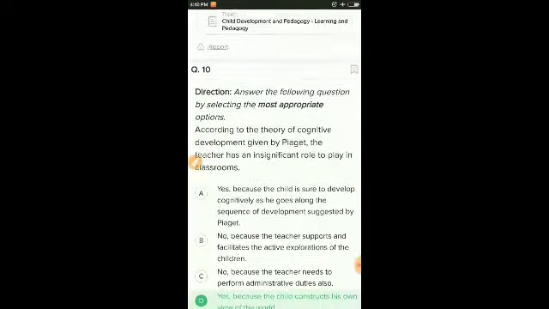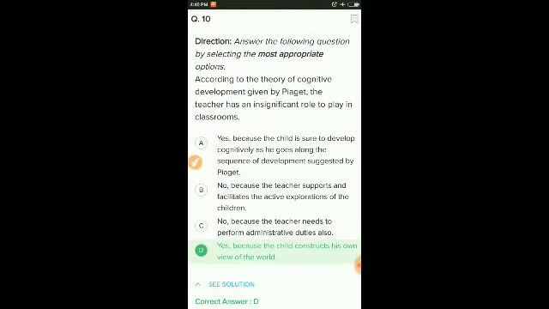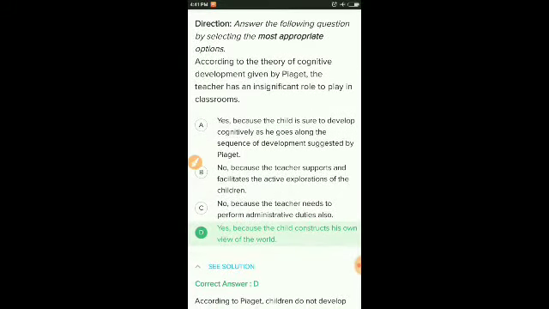Okay. Then number 10. According to the theory of cognitive development given by Piaget, the teacher has an insignificant role to play in the classrooms. So this is according to Piaget's theory. The teacher has an insignificant role to play in the classroom. So very insignificant role. Is it correct?